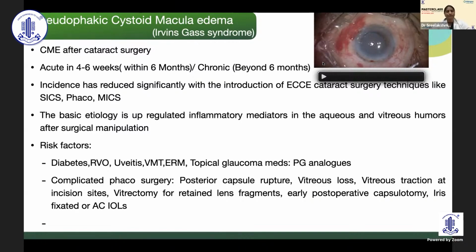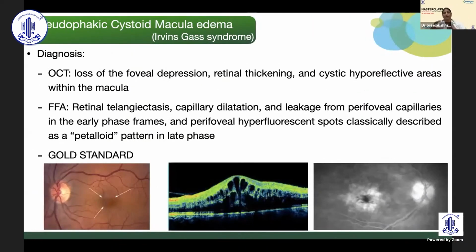And also, prostaglandin analogs for the glaucoma patients, we need to be watchful. And of course, the incidence has been reduced, primarily because cataract surgeries are done with great phaco machines and your surgical excellence has increased, so we are not seeing much. Also, because of the NSAIDs, it's such a boon.